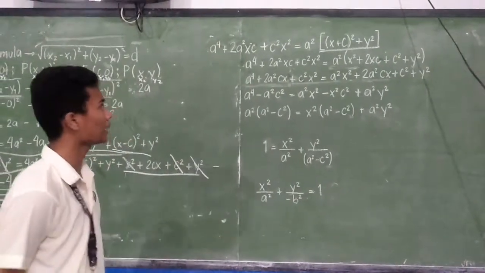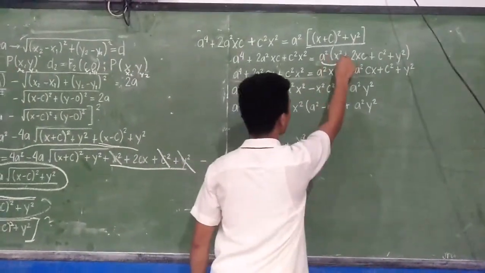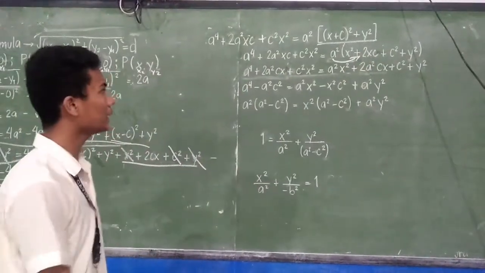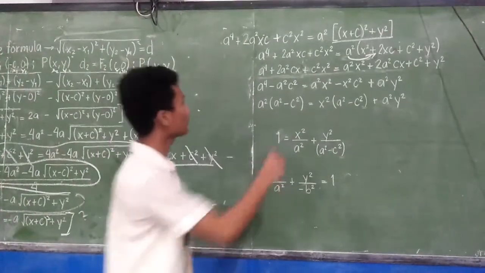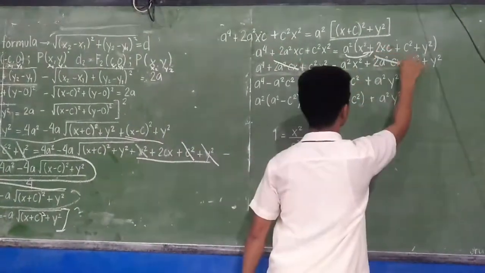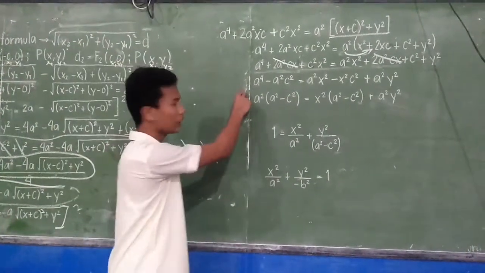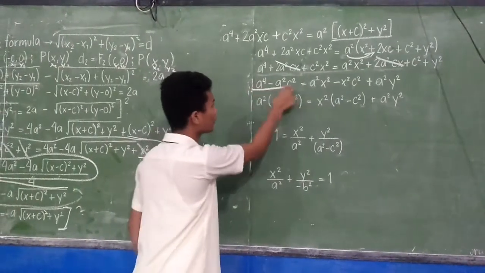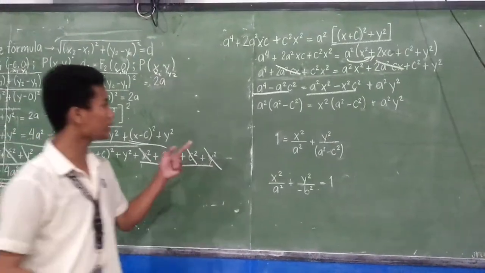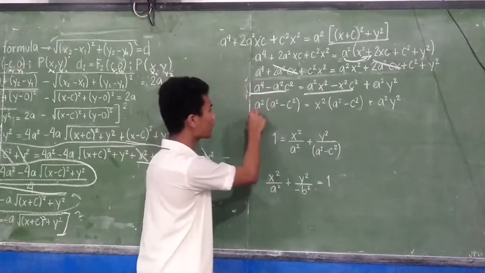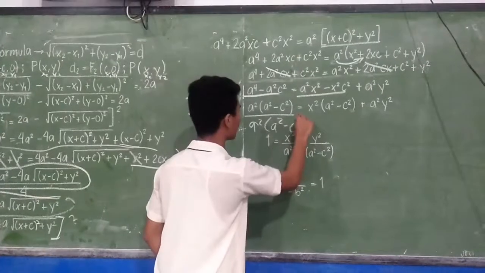And now we're going to expand the expandable terms. After that, we're going to distribute the a to the polynomial x squared plus 2xc plus c squared plus y squared. Then we're going to cancel out like terms from different sides. Rearranging the terms, the equation will be like this. And we're going to find the factor of these two polynomials. After we factor this out, we're going to divide both sides by a squared quantity a squared minus c squared.